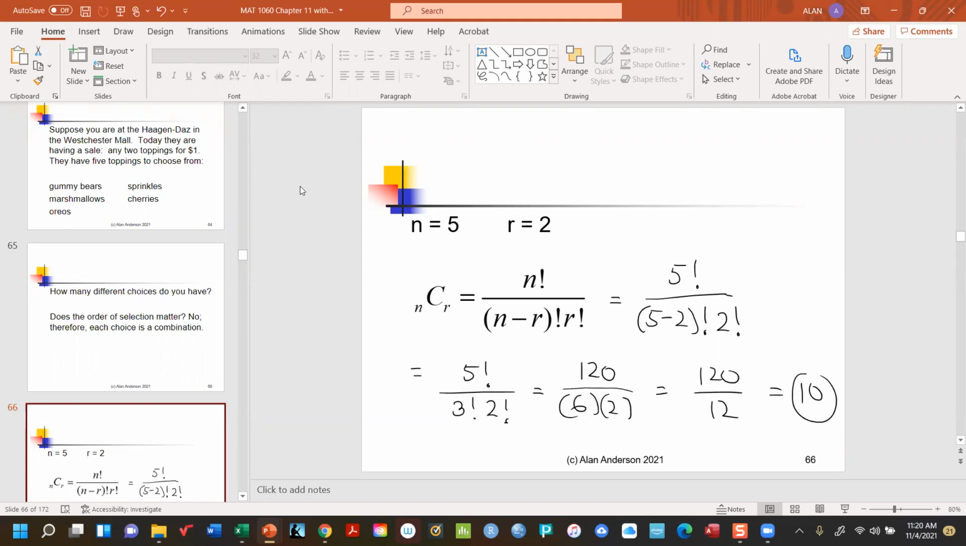And so because the order doesn't matter, that makes these combinations, and you'll use this formula. If the order matters, then you have to use permutations. So that's what you're always looking for: is it the case that the order of selection matters or not? If yes, then use permutations like with the horse racing. If no, like with the toppings, then you use combinations.